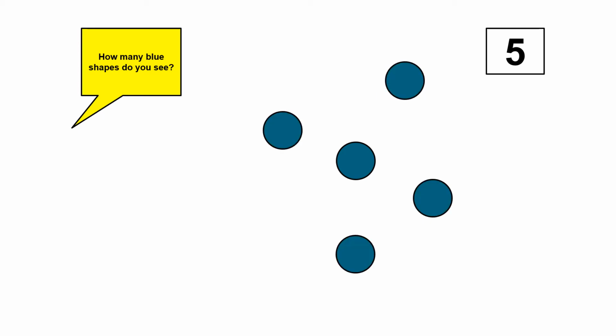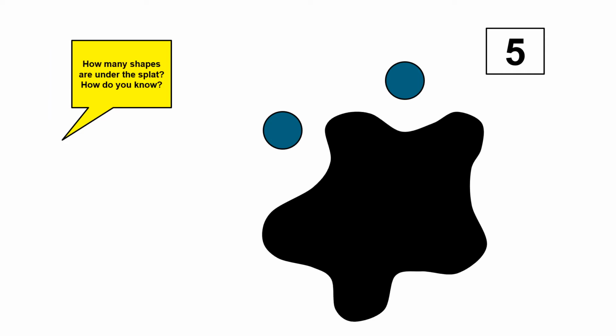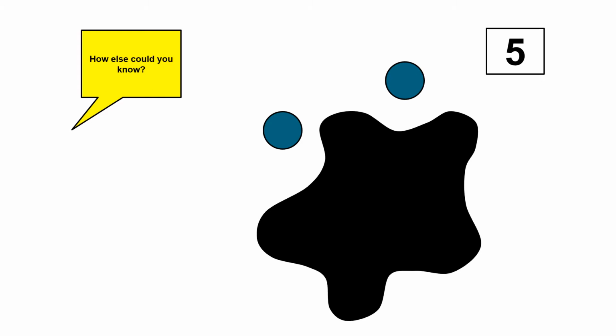Next, a splat will be coming. A splat will hide so many shapes. We want to know how many are hiding, and how do you know? Splat. How many shapes are under the splat? How do you know? How else could you know how many shapes were under the splat?